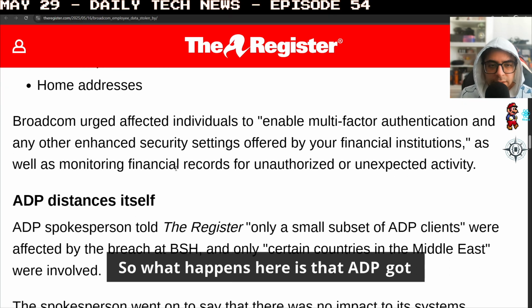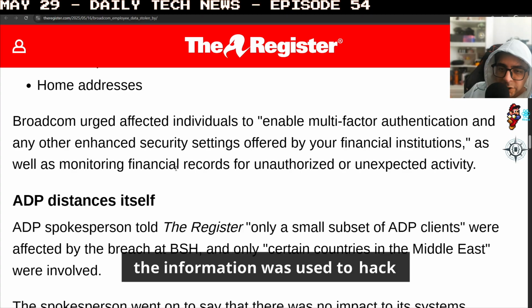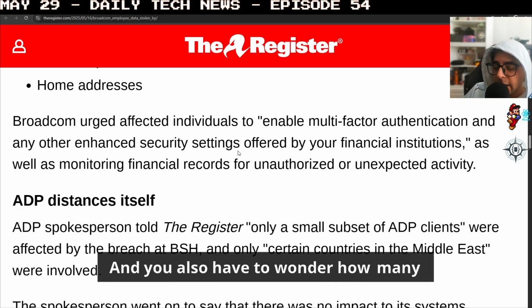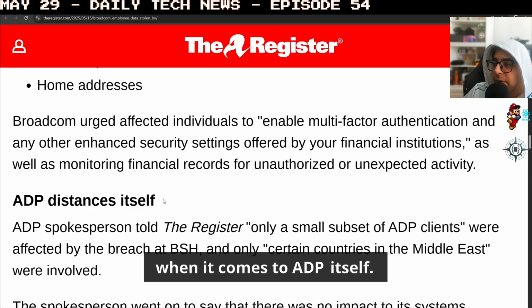So what happens here is that ADP got hacked. This information got accessed. Then the information was used to hack employees at Broadcom, which is a second order effect. And you also have to wonder how many orders of effect are we from the source when it comes to ADP itself.